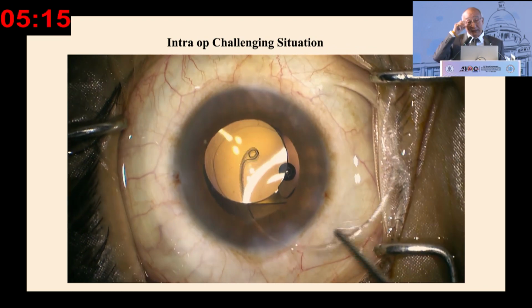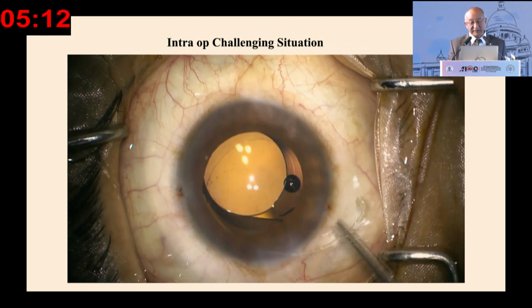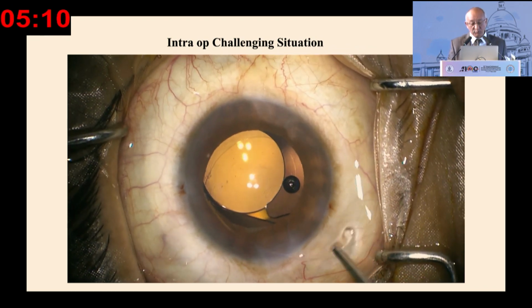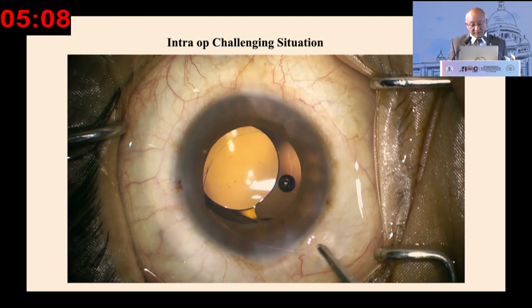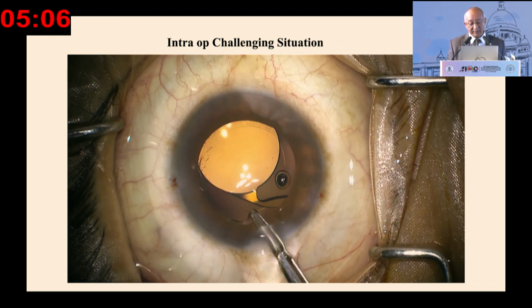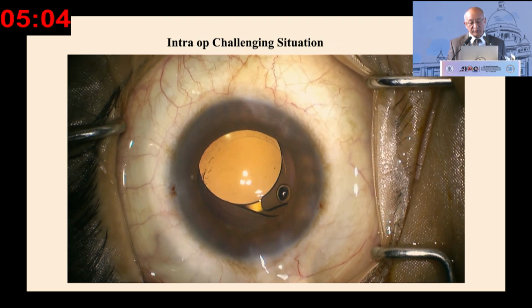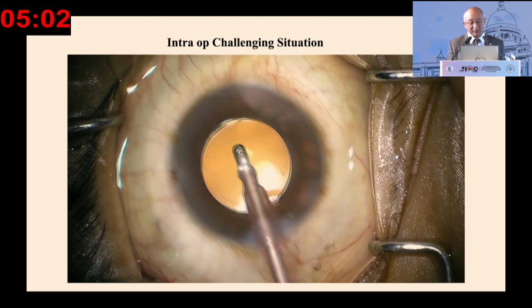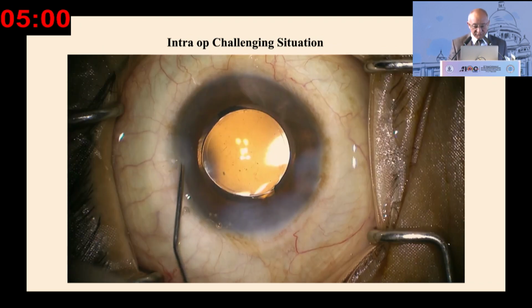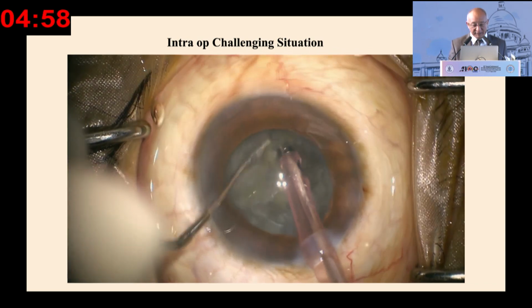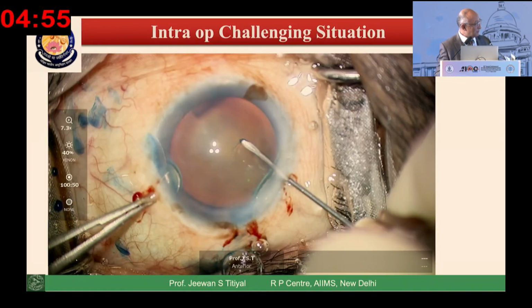Again, I'm not leaving it like that. I'm putting a CTR underneath the IOL to maintain the bag distension in a uniform manner and get the IOL to remain well centered in the bag. So these two difficulties I did face before I shift to the next case. Any comments from the panel?